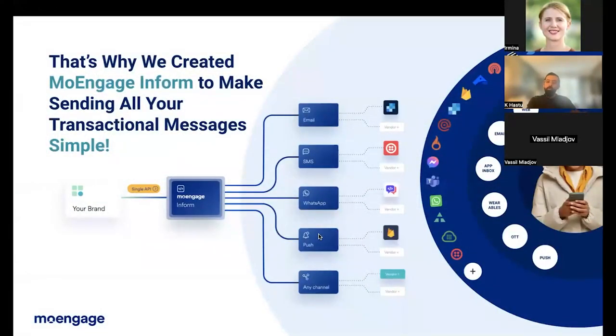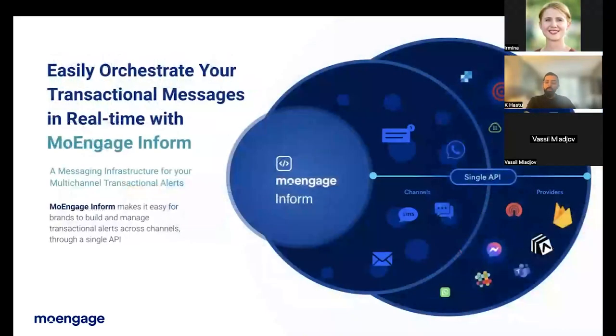With Inform, you're able to manage all of your transactional communications across any channel that your customers might expect to receive a message on through one single API. Now, what that means for you and your brand is that you're able to easily orchestrate all of these transactional messages in real time.